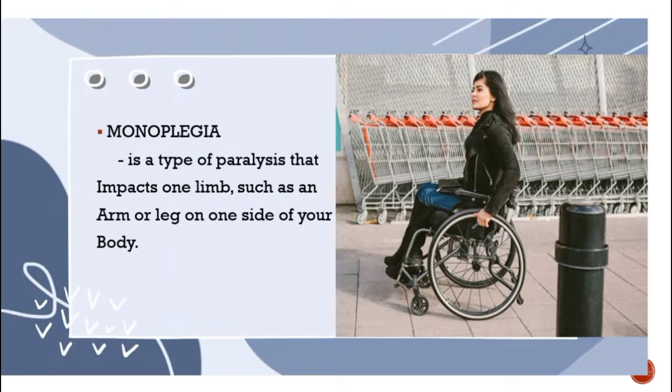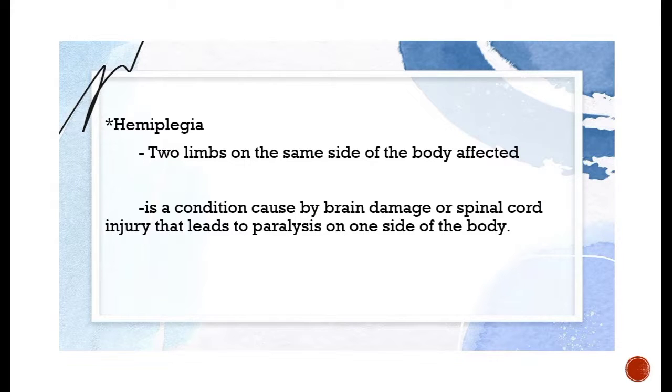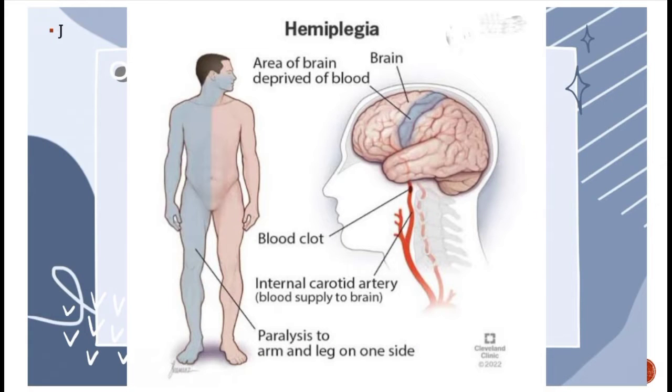So, this happens when damage to a part of the nervous system disrupts nerve signaling to the muscles in the affected limb. Second is hemiplegia. So, two limbs on the same side of the body are affected. Ito yung condition caused by brain damage or spinal cord injury that leads to paralysis on one side of the body. So, based on this picture, hemiplegia, ito yung brain, tapos meron siyang area of brain deprived of blood. So, meron din siyang blood clot, internal carotid artery or blood supply to brain. So, ito yung nag-supply ng blood sa ating brain.